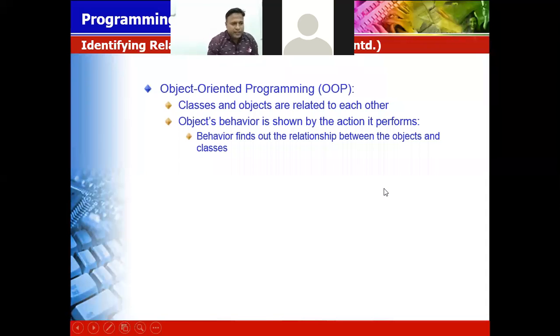In the object orientation concept, a class and an object are related to each other. Object behavior is shown by the action it performs. The class and object are related to each other. Like if it is a Java class, you are part of the class. Okay, you are the object of the class. So you.